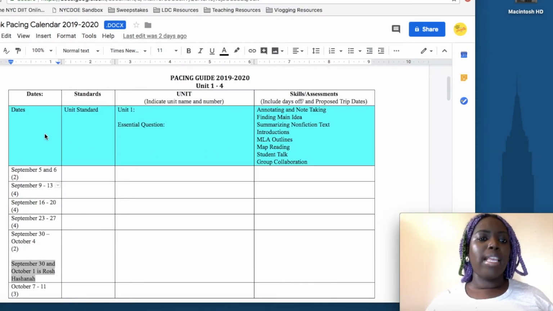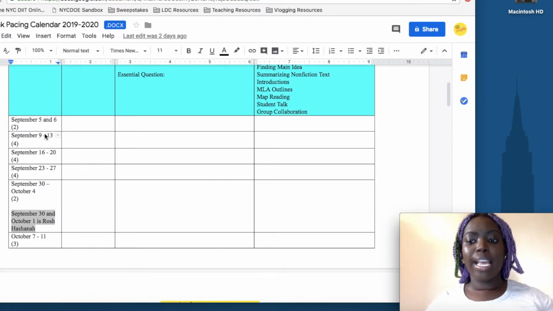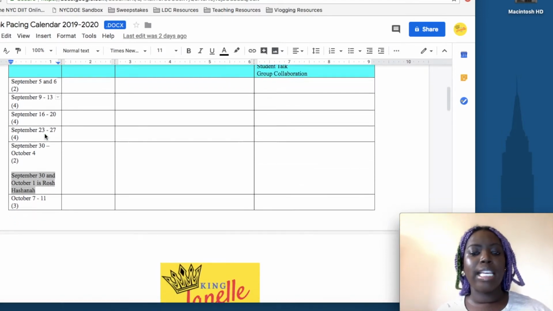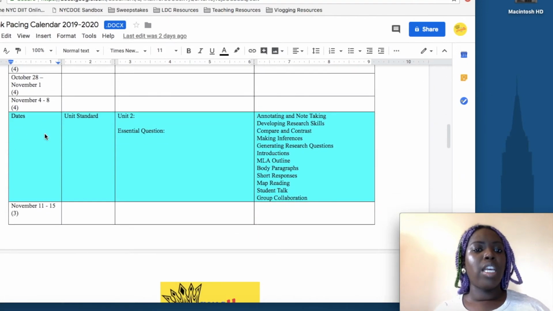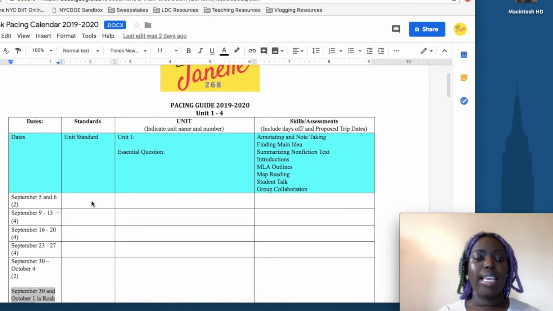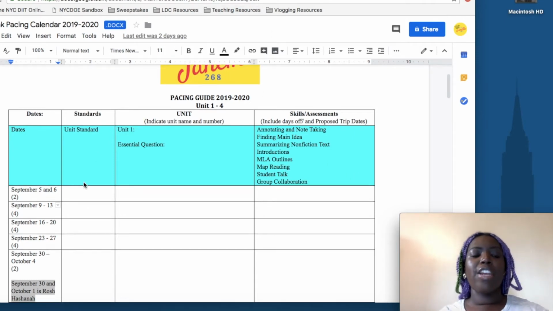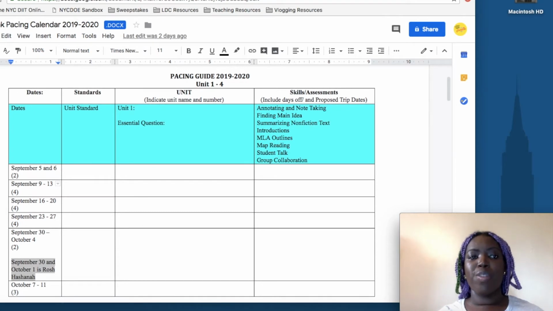Now that you have populated your pacing calendar with the dates, again, you can go on your school website, you can go on the district website, they have the dates, they have the holidays to expect. You should begin to look at the standards. You need to populate the standards. For mine, I told you I used the framework. The framework gave me all my standards, and I know what standard I'm going to be doing every unit.